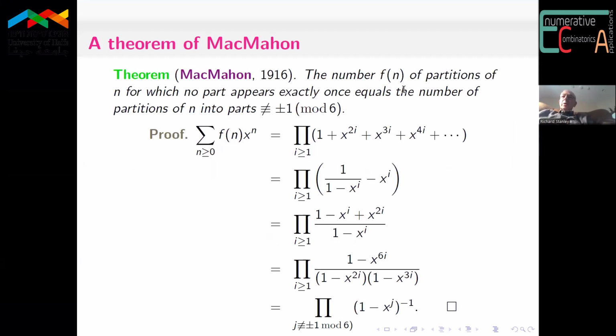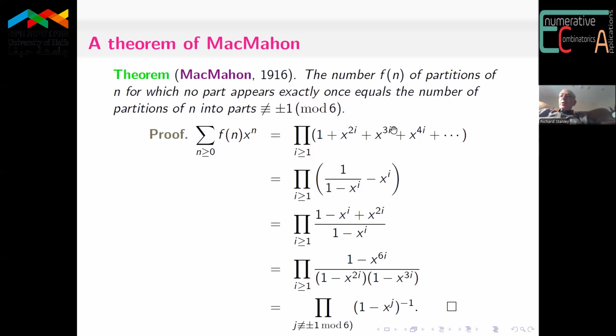It says the number of partitions of a positive integer n for which no part appears exactly once equals the number of partitions of n whose parts are congruent to plus or minus 1 mod 6. Well, this is very straightforward to prove. The generating function for partitions for which no part appears exactly once is this product. It should be familiar to almost everyone here.